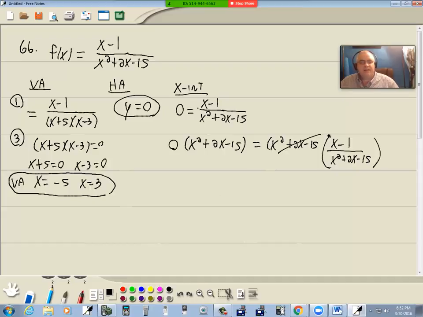Now when I do that, these are going to cancel. And 0 times anything is 0, so we end up with 0 is equal to x minus 1. When you're dealing with rationals, it doesn't apply all the time, but when you're finding the x-intercept and you set the fraction equal to 0, you can always just set your top part equal to 0. You don't even need to show that step. And our x-intercept is x equals 1.